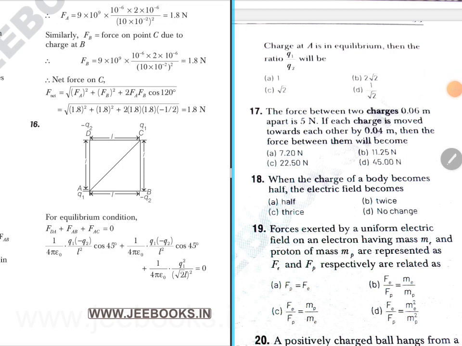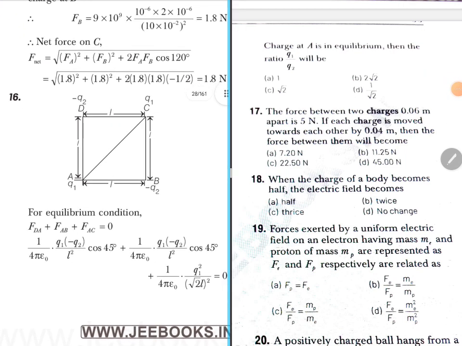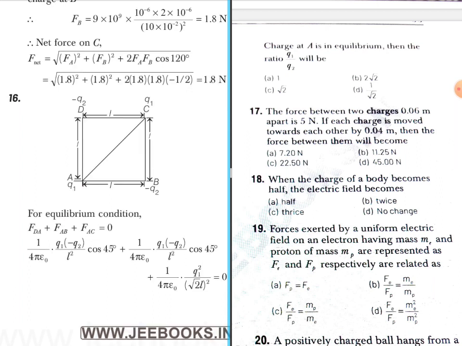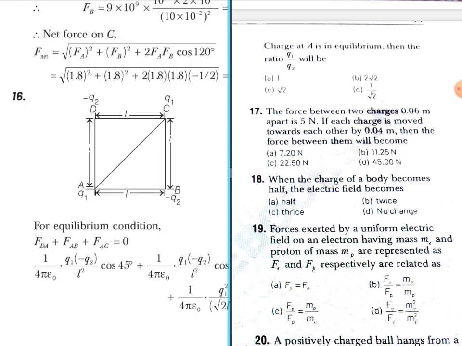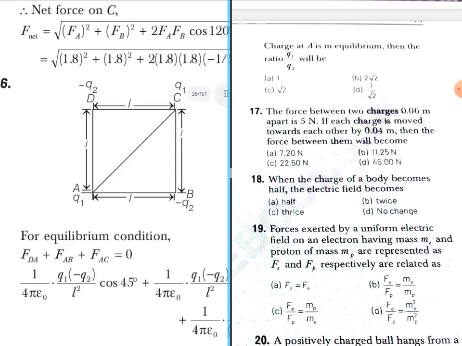Here I'm introducing you to a beautiful way. Can you see that the diagonal minus Q2 and minus Q2 is there? This diagonal Q1 and Q2 is there. The charge at A is in equilibrium. Just study the charge at A, the force at A is in equilibrium. The net force at Q1 A has to be 0.